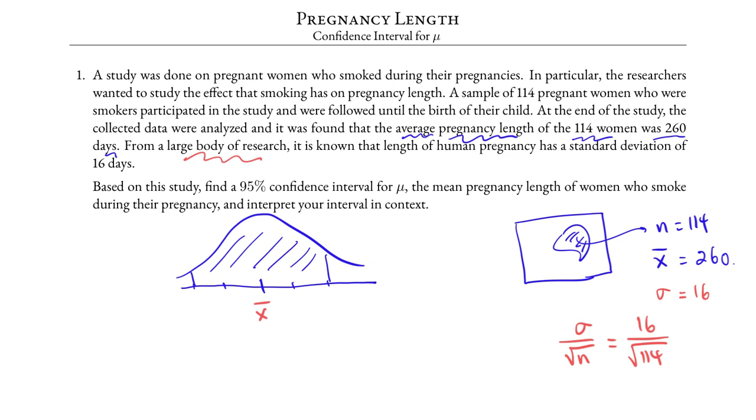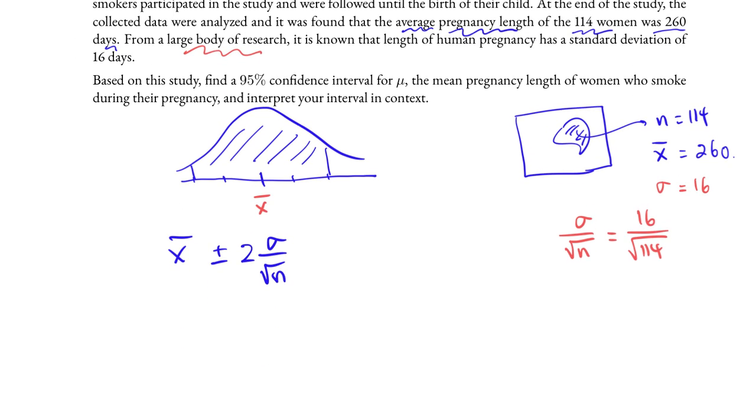And so the confidence interval is x bar plus or minus the critical value. Instead of 1.96, we're going to just simply use 2 as an approximation for the 95% confidence interval, times sigma divided by the square root of n, where x bar is 260 plus or minus 2, sigma is 16 divided by the square root, and n is 114.